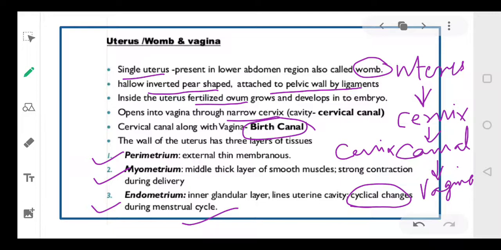Now if the zygote does not come, if there is no implantation, then the endometrium will be discarded by the uterus, and this is called your menstrual flow, right? It will be discarded in the form of menstrual flow or the monthly bleeding that all females have. So it is the removal of the endometrium when the zygote is not planted into the uterus.